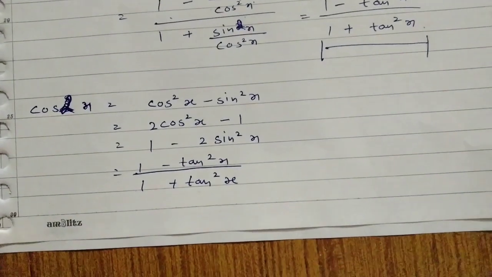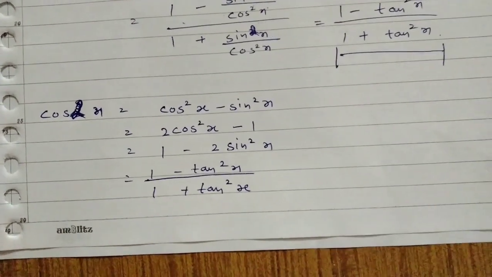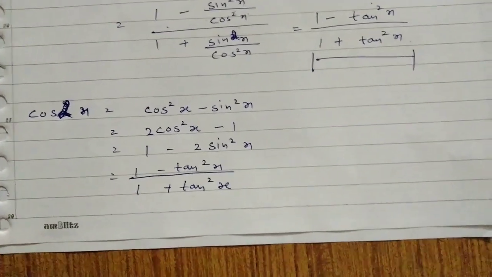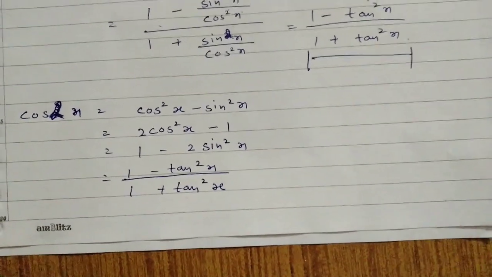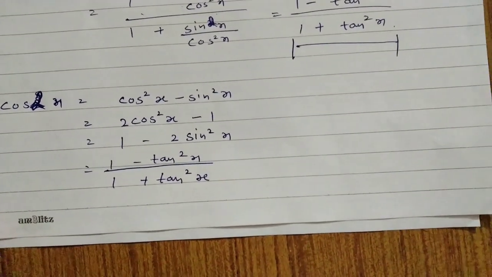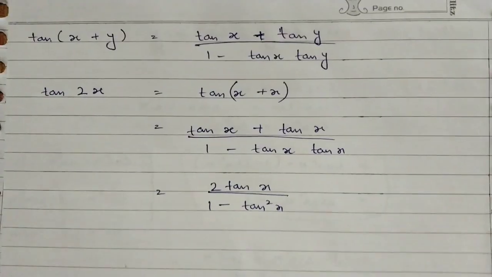So here cos 2x generates these four formulae. First one is cos square x minus sin square x, second 2 cos square x minus 1, third 1 minus 2 sin square x, and fourth is 1 minus tan square x divided by 1 plus tan square x.